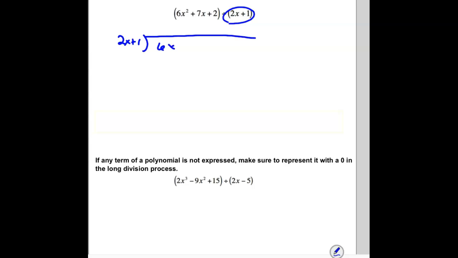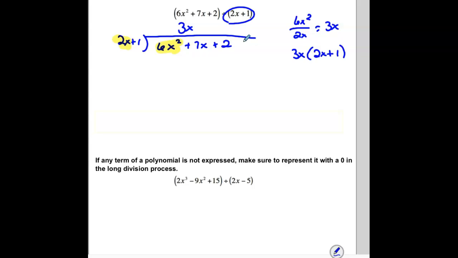We're dividing it into 6x squared plus 7x plus 2. The process is the same. First term divided by first term. So we have 6x squared, we're dividing out a 2x. That leaves me a 3x left. That goes up on top, and we take 3x times our whole divisor, 2x plus 1.